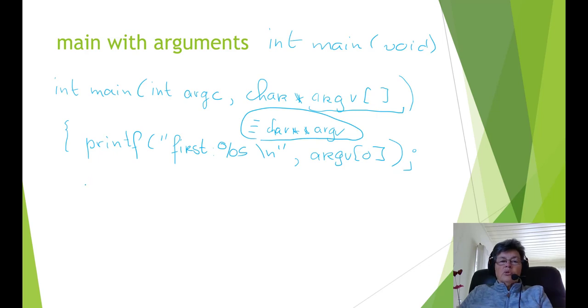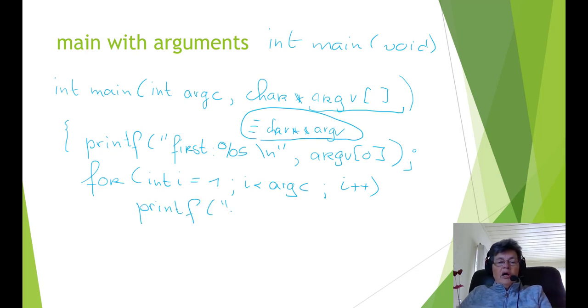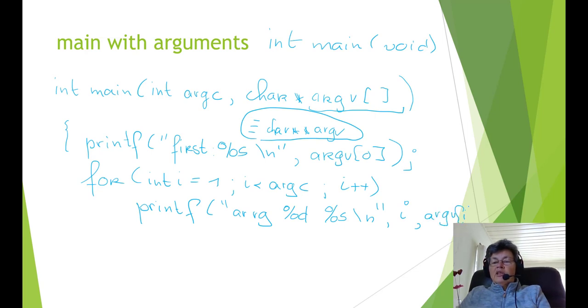Then all the others, we can just make a simple for loop. So for integer i becomes 1, because the first one we already did. i smaller than argc, i++ increment. We can just do a printf of all the arguments we see. Argument %d, so we'll show what argument we have, and then the argument itself. So we first show the index and then the argument itself with the index.